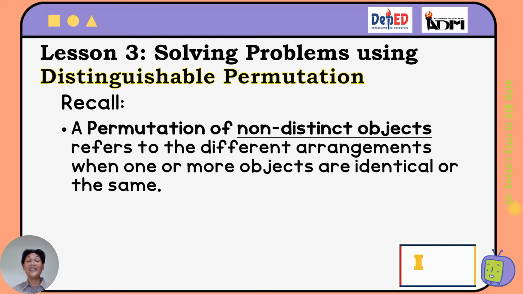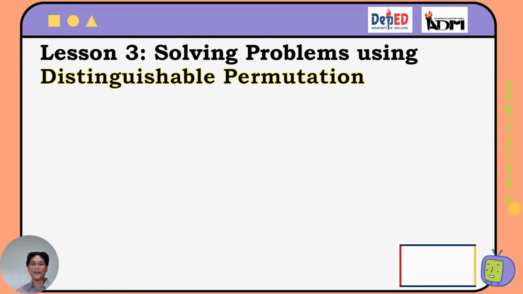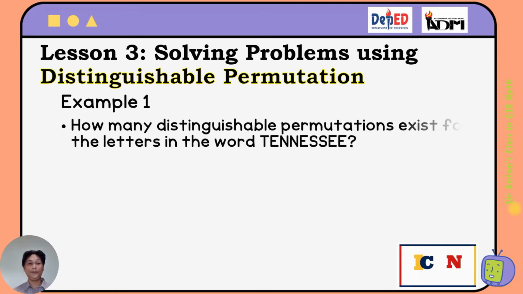This is one of the lessons we had in our Module 1 for the 3rd quarter. Example: arranging the letters of the word tree, which is T-R-E-E, and we have 2 E's. Let's do Example 1. How many distinguishable permutations exist for the letters in the word Tennessee? This is a state in the USA.